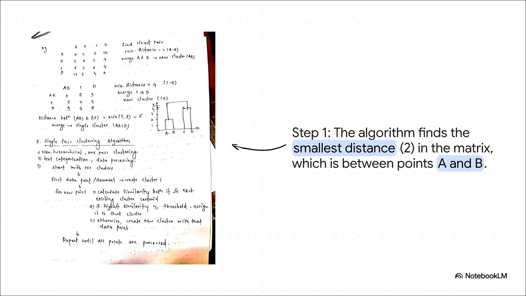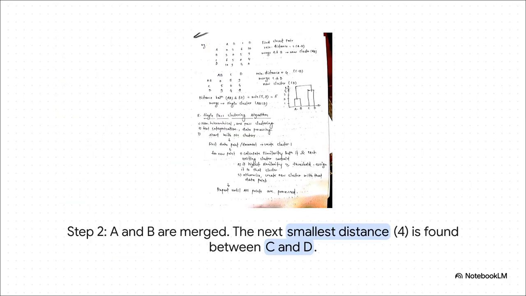Let's actually see this thing in action. We kick things off with the distance matrix. It's just a chart showing how far apart our points A, B, C, and D are from each other. The algorithm scans this whole grid and immediately finds the smallest number. It's a 2, the distance between A and B. So its very first move is to merge them. So now A and B are one thing, cluster AB.